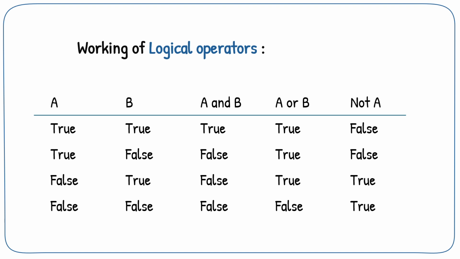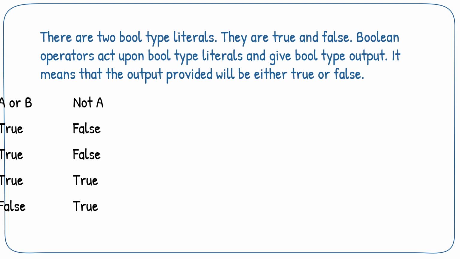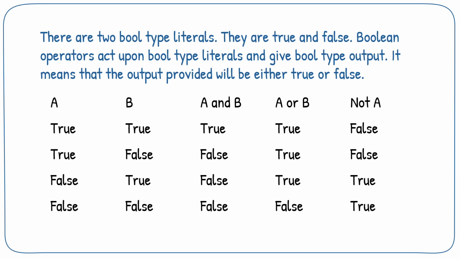Now we will be discussing the Boolean operators. So we know that there are two bool type literals. They are true and false. Boolean operators act upon bool type literals and give bool type outputs. It means that when the output is provided, it will be either true or false, as we discussed earlier in the logical operators.